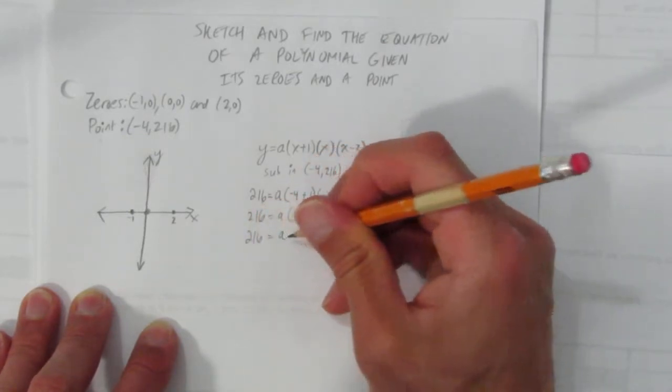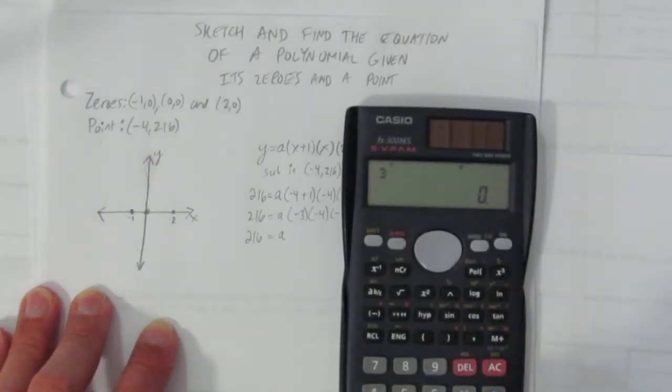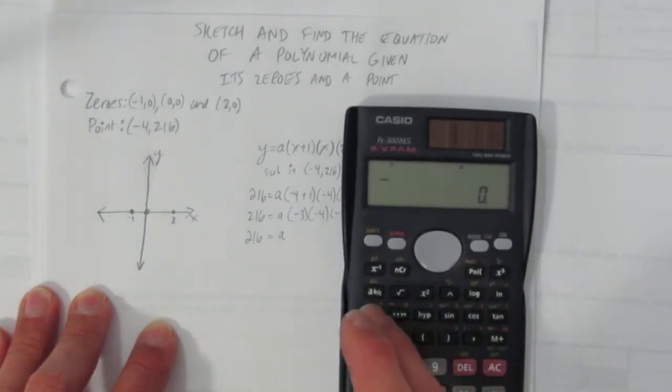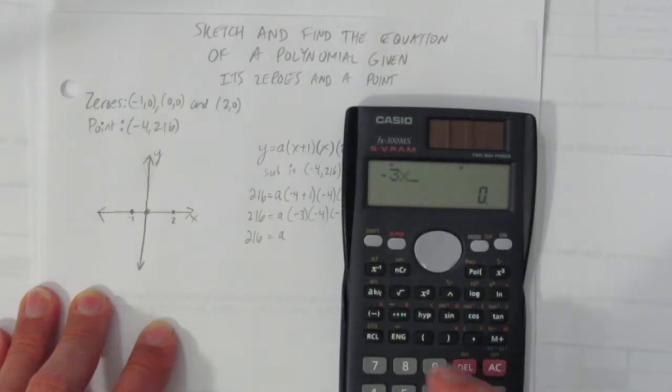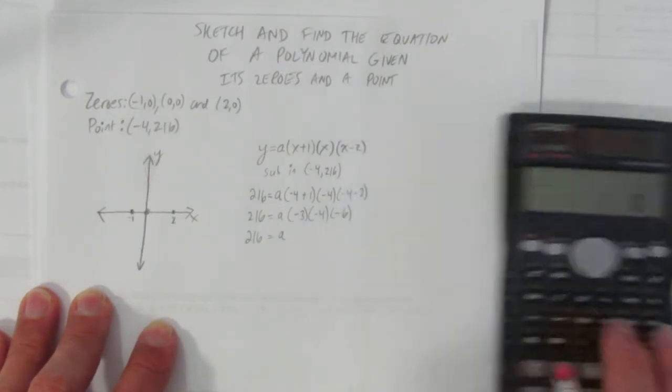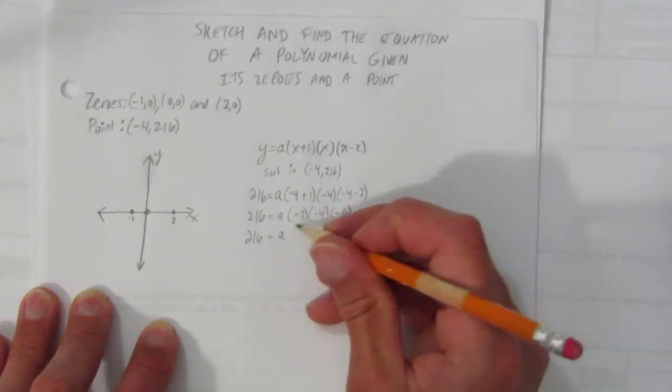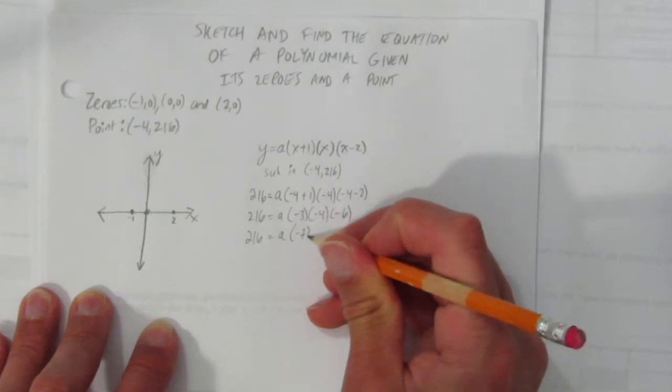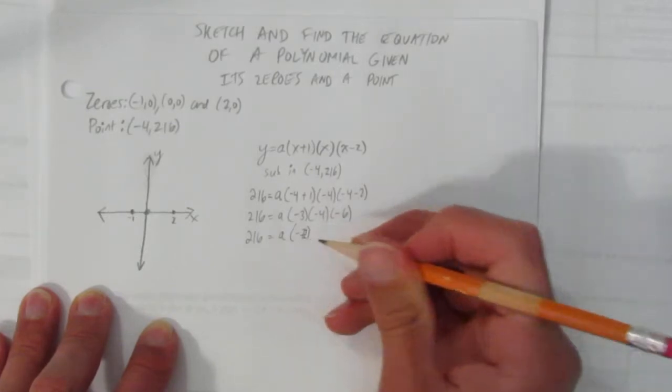Let's rewrite the left-hand side. On the right-hand side, you can do it in your head. I'm going to use a calculator. -3 times -4 times -6 gives -72. 3 negatives make a negative. So you get a times -72.